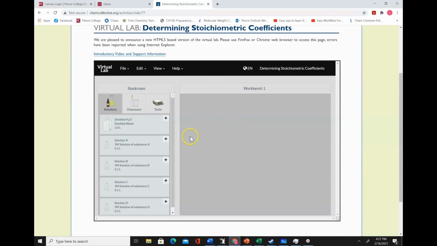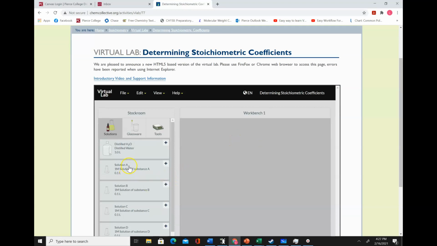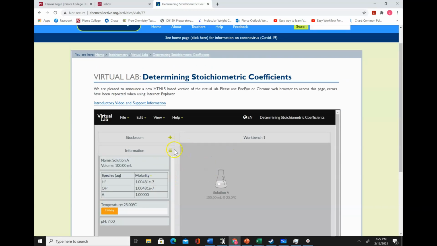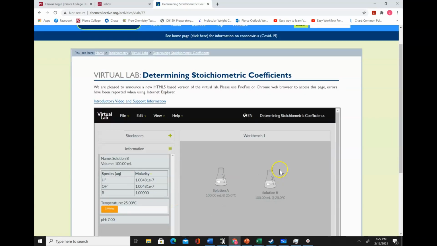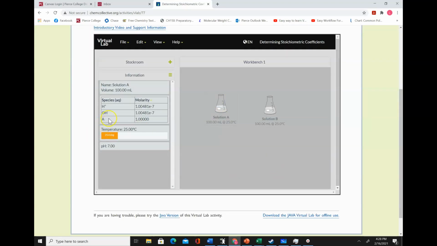So I'm going to go over to the virtual lab, and I'm going to grab some A, and my first combo is A being mixed with B. So all I'm going to do is just have a note to begin with. I've only got A present in the solution. Don't worry about these things here that have a concentration of less than 10 to the minus 6. We're going to ignore that. In the other solution, I've only got B.